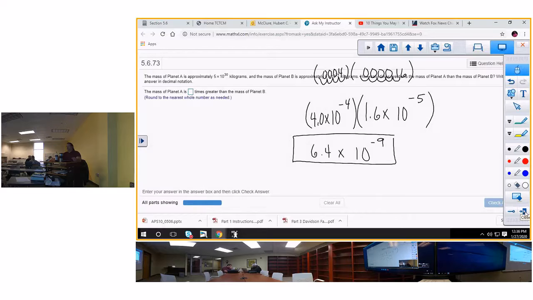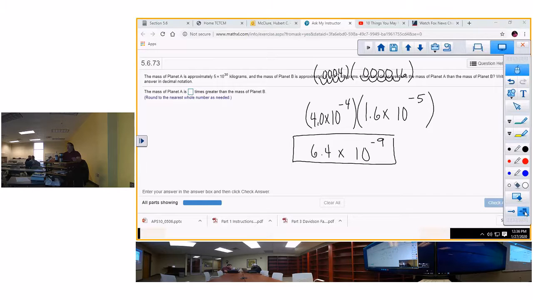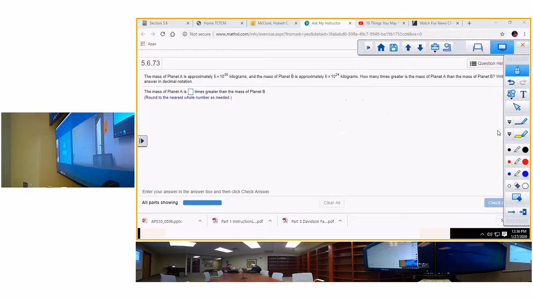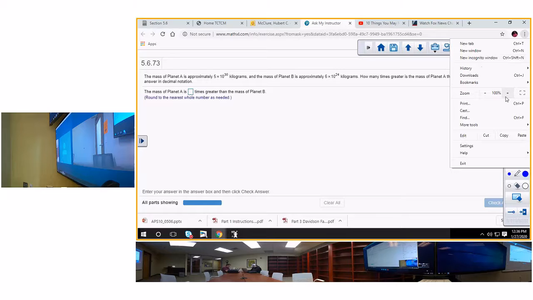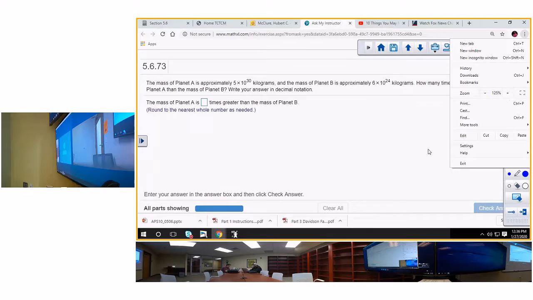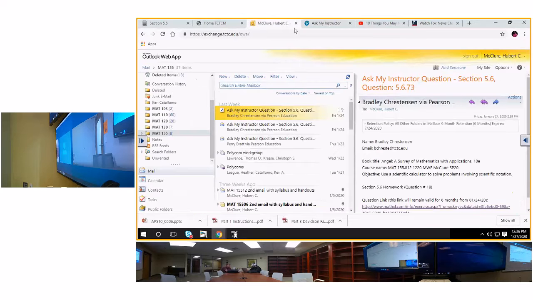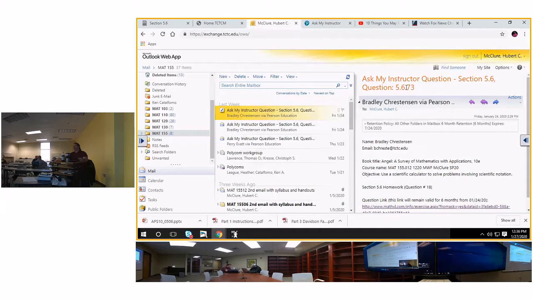Because any word problem in your homework having to do with scientific notation will be on your test. So go ahead and do this one. I'll blow it up for you a little bit. Write it down. Which number is this on? Oh, I'm sorry. 5.6, number 73 in the book, number 18 online.